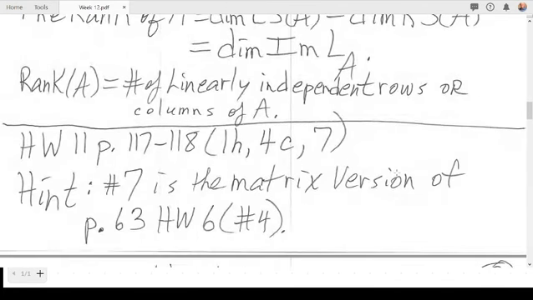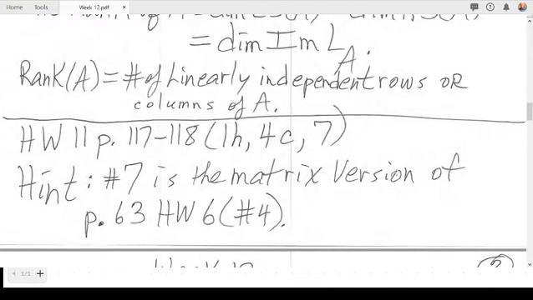Homework 11 is page 117, 118, numbers 1H, 4C, and 7, and the hint for number 7 is the matrix version of homework 6, number 4, on page 63.